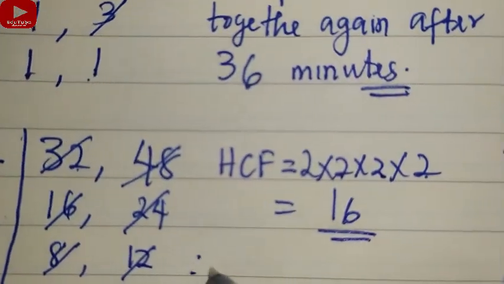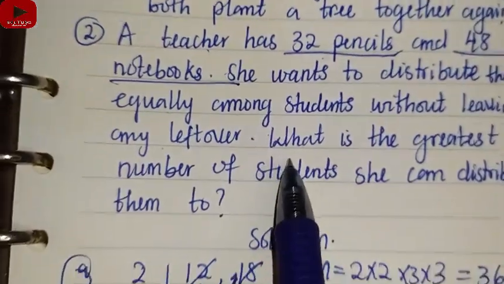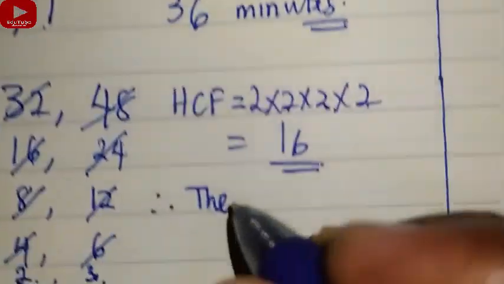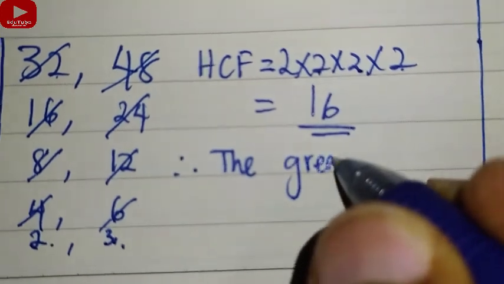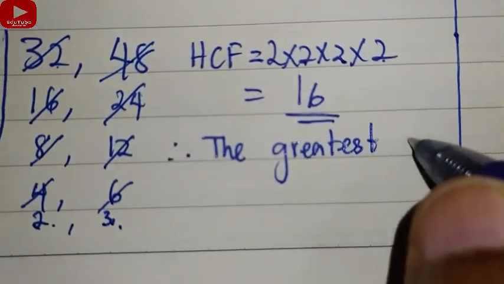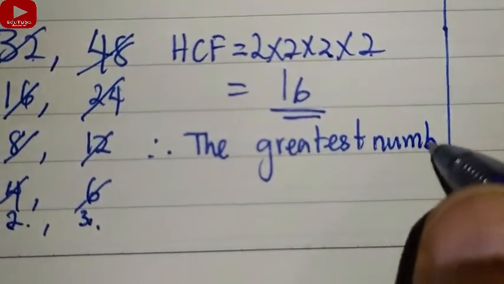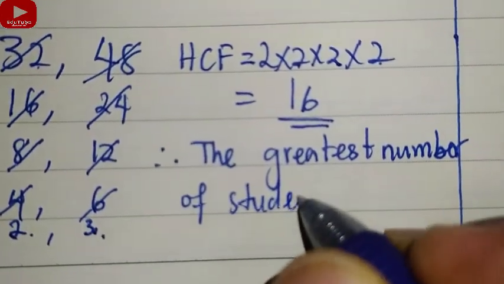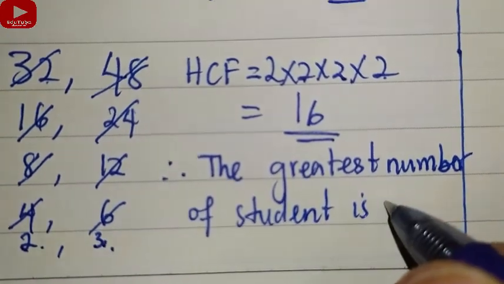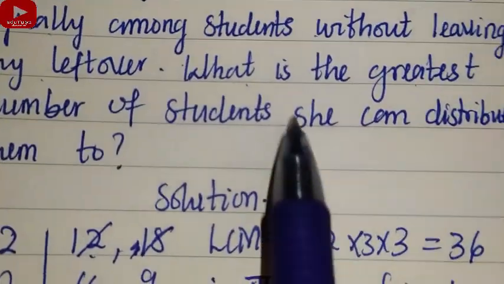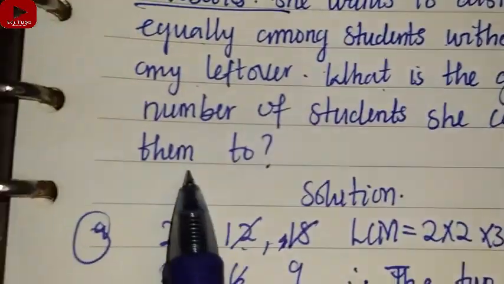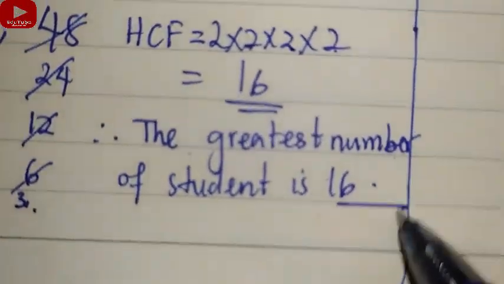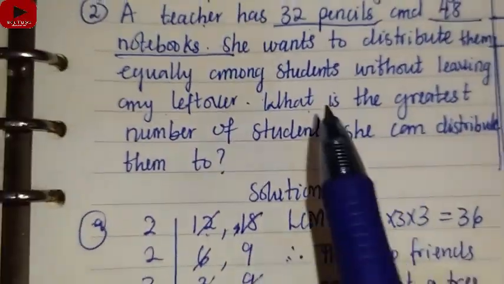So now I'm going to express my answer in words because the question says, what is the greatest number of students? So I'll just say the greatest number of students is 16. What is the greatest number of students she can distribute them to? So the greatest number of students is 16. So that is it about word problems on LCM and HCF.